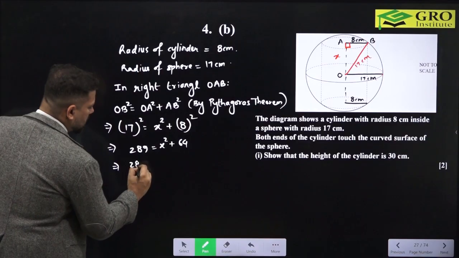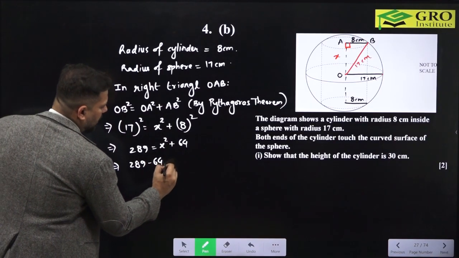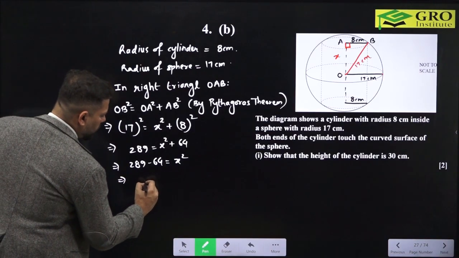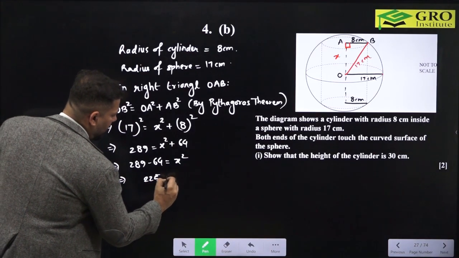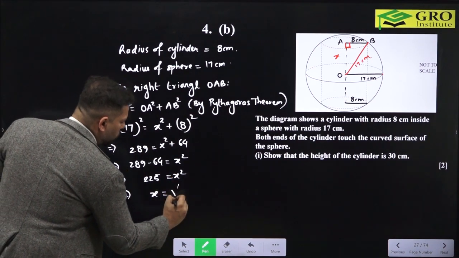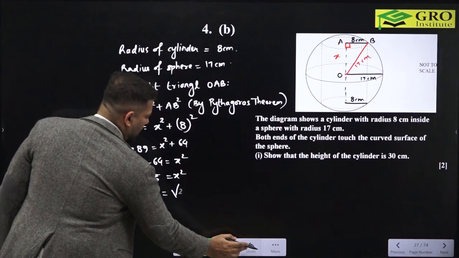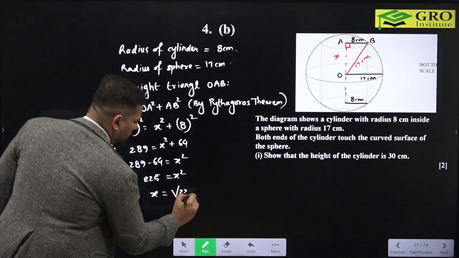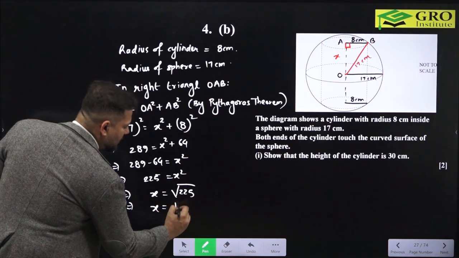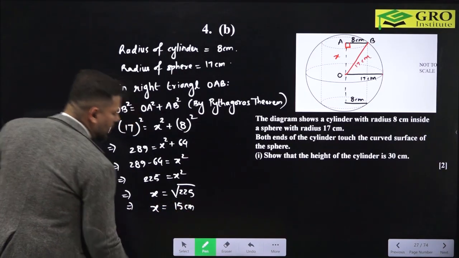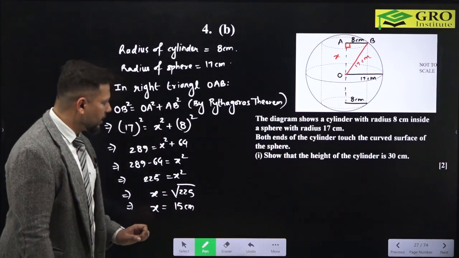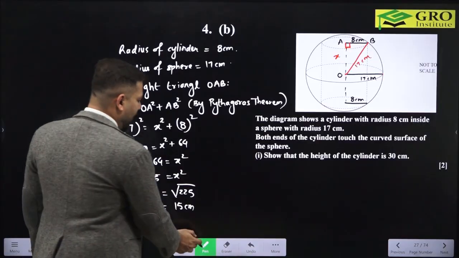I'll transpose this 64 to the other side, so it will get subtracted from 289. So this is going to be 225, which equals x square. So x is equal to under root of 225. Right, guys? So we get the value of x as 15 centimeter, because we know the square root of 225 is 15. Guys, now we got the value of x over here.